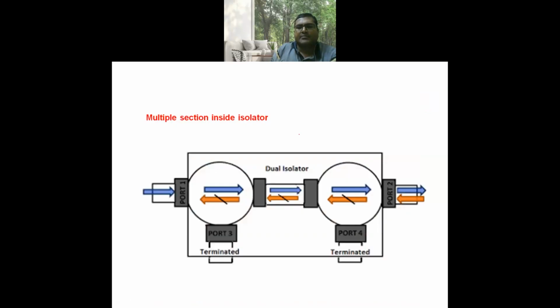Now, multiple sections are used inside an isolator for better signal blockage.